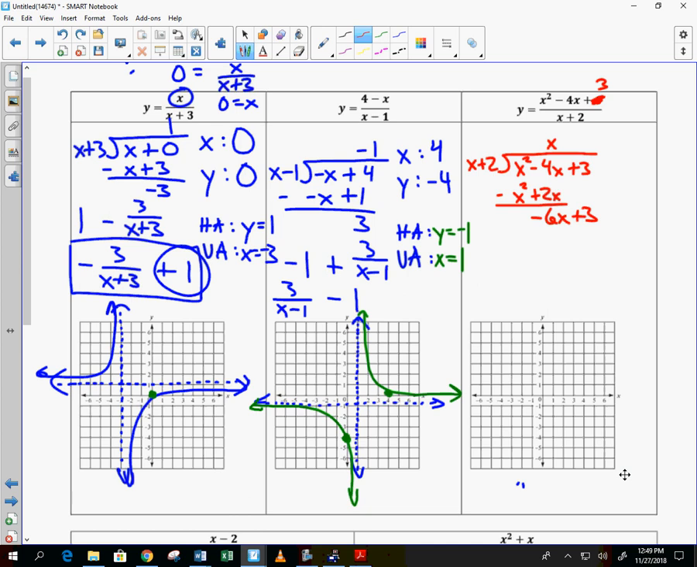What do I multiply x by to get negative 6x? So negative 6, multiply through, negative 6x minus 12. Whoop. Put add, subtract. 3 minus negative 12 is 15. 15 is my remainder. So therefore, I have x minus 6 plus 15 over the divisor, or 15 over x plus 2 plus x minus 6.